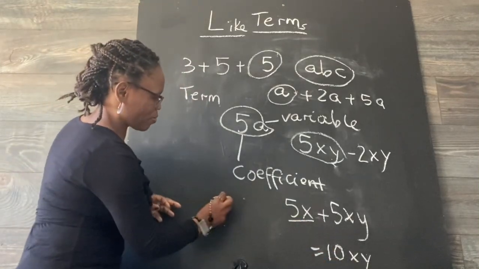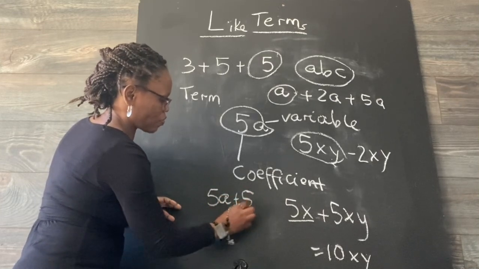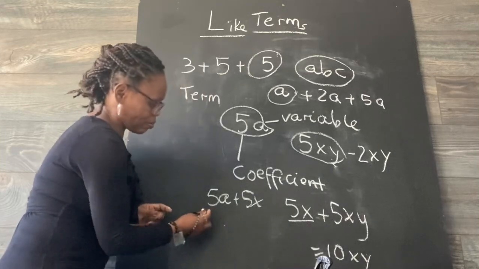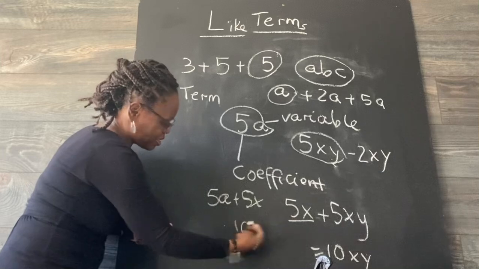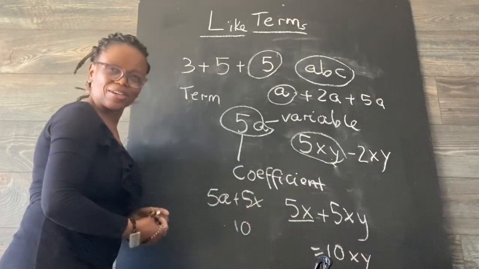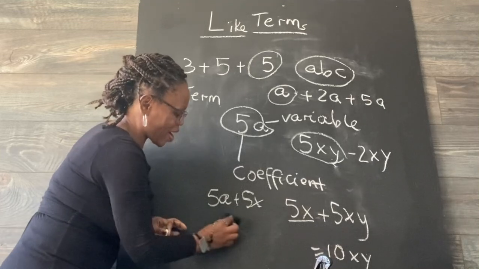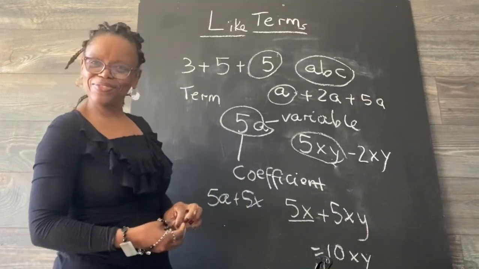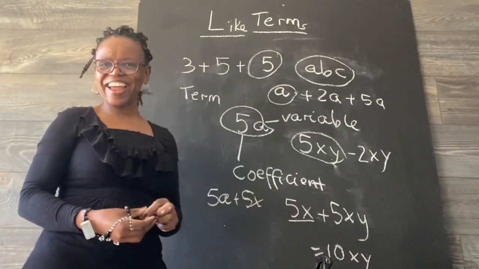Or let's say, for example, we had 5a plus 5x. It's very tempting to add them and say this is 10a or 10x. That's not correct. We don't add them. Why? Tell me why we don't add them. The terms are different.